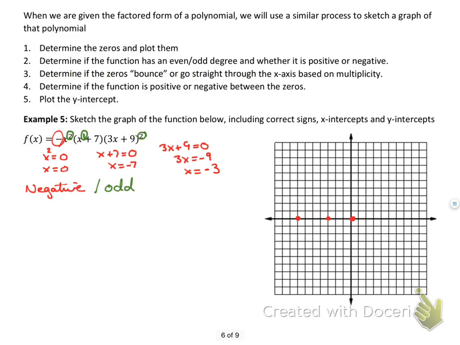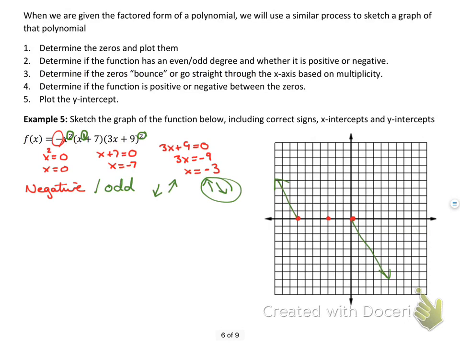Well, if it's odd, that means the end behavior, or the ends of the graph, are going to go in opposite directions. But because it's odd, it'll either do this or this. It's one or the other. Because it's negative, it goes down first. So it goes down to the right. So it's going to go like this and like that.